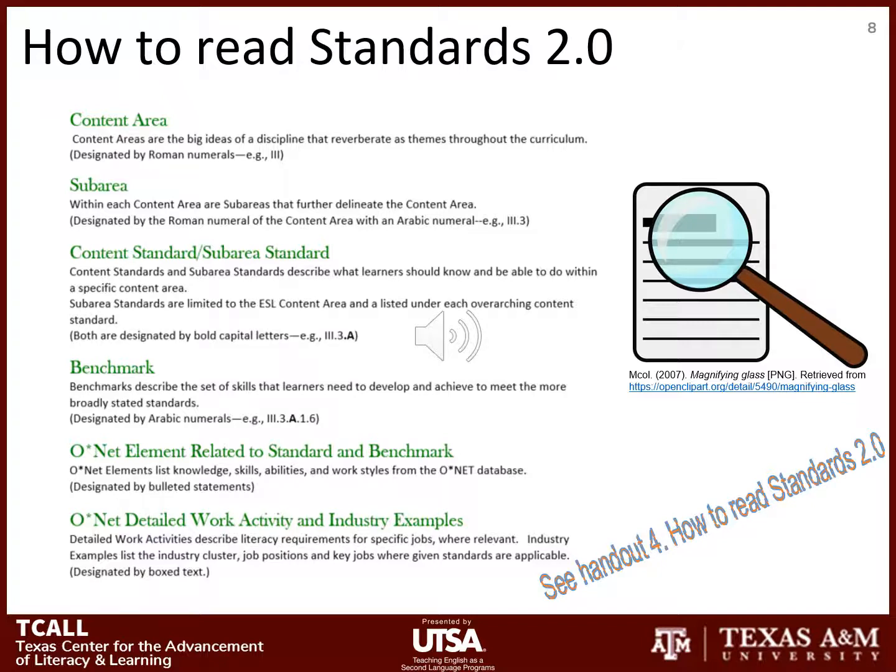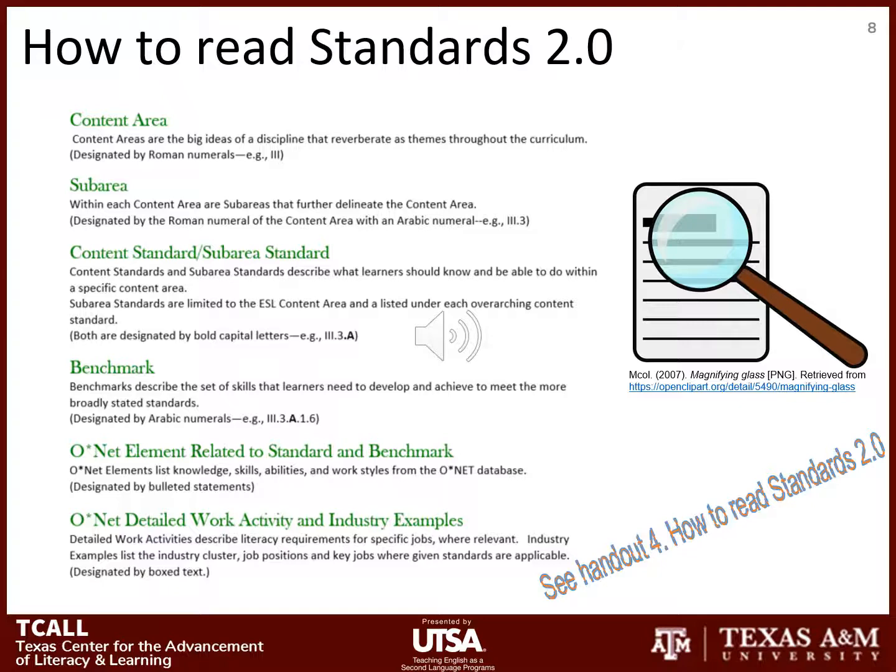Those subsections talk about the content area that you're working on, in this case ESL, then the sub area in which you're working, so in this case it's going to be listening, speaking, reading, and writing. Then the content standard and sub area standard, which lists the set of standards at the top of each page for each section. Finally, below that, you're going to see the benchmarks. These are describing the set of skills that learners need to develop and achieve to meet the more broadly stated standards, and they've been divided by the level of your learners, moving from beginning and low beginning all the way to high intermediate and advanced.